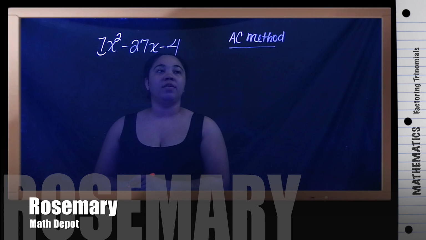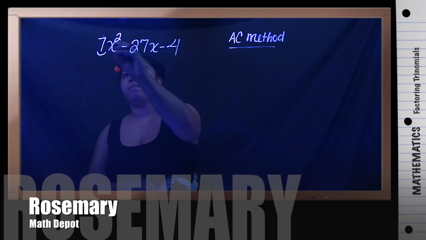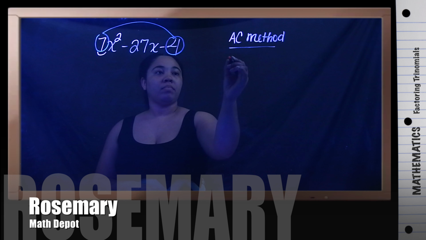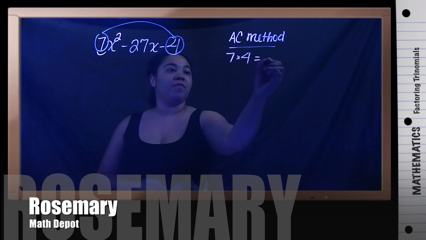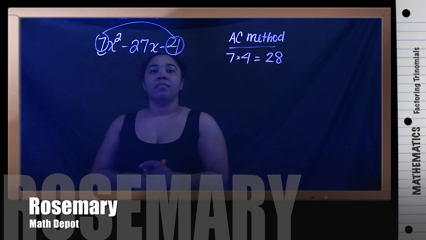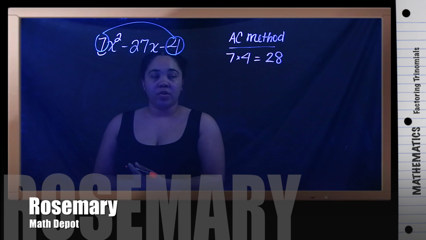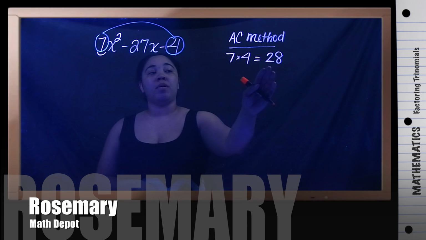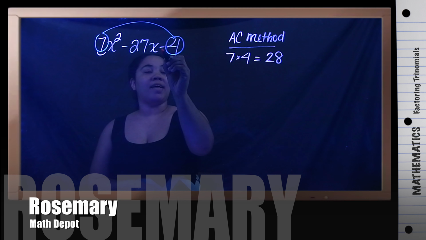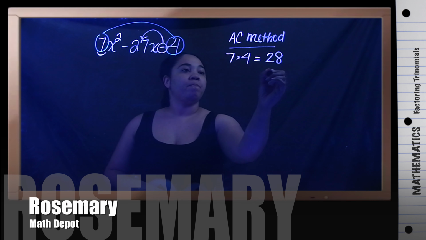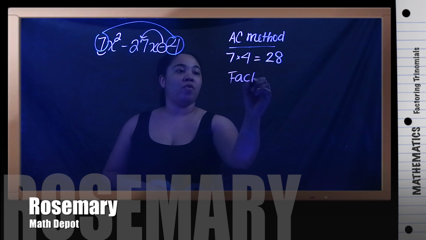So what we're going to do is take the first number and multiply it with the last number. When I do 7 times 4, I am left with 28. Now, I need to find two numbers. Instead of multiplying to give me 4, they should multiply to give me 28. Because the last sign is a minus, I want to make sure the two numbers subtract to give you 27. So I need to find my factors of 28.